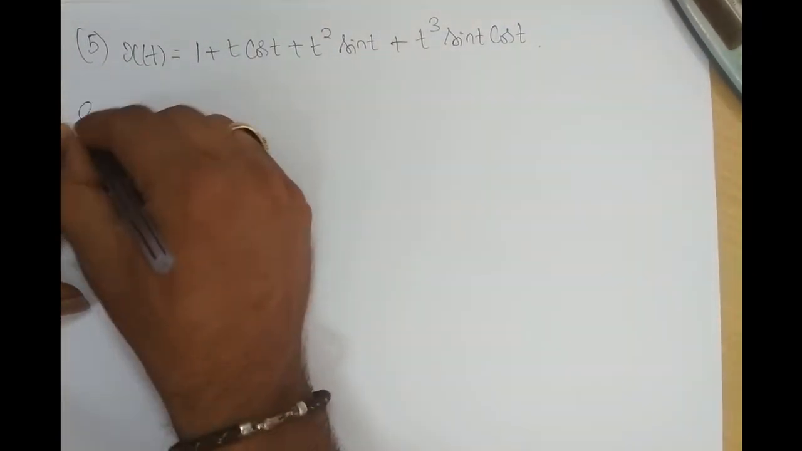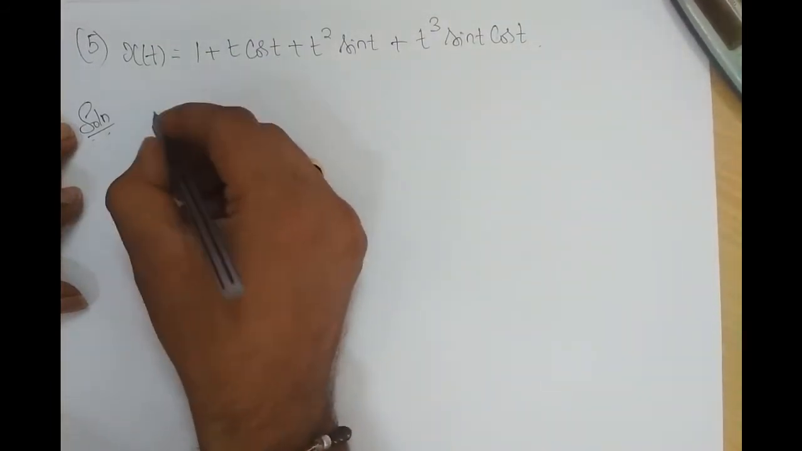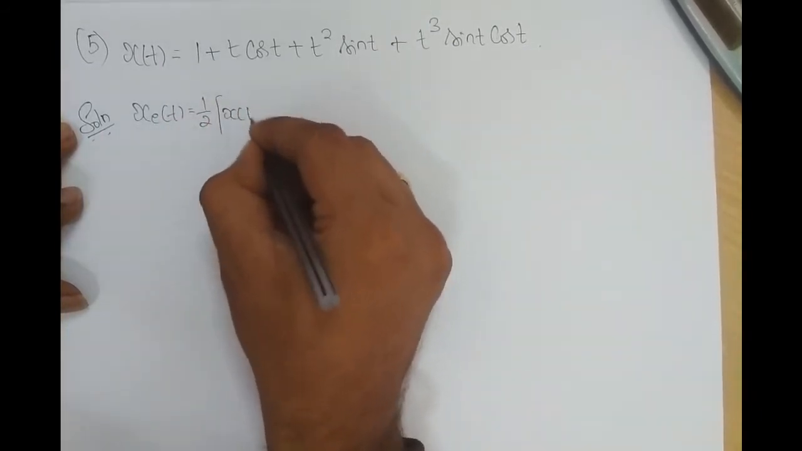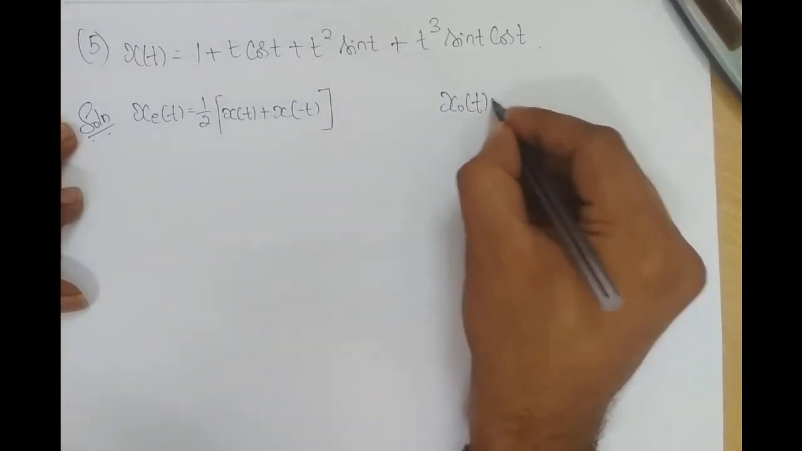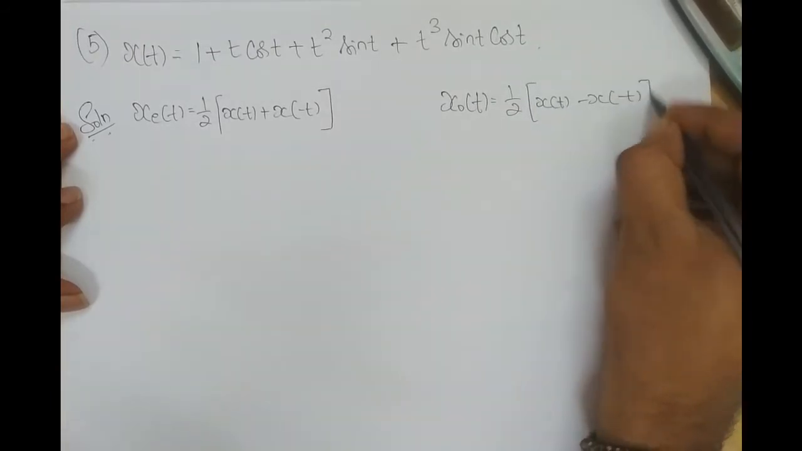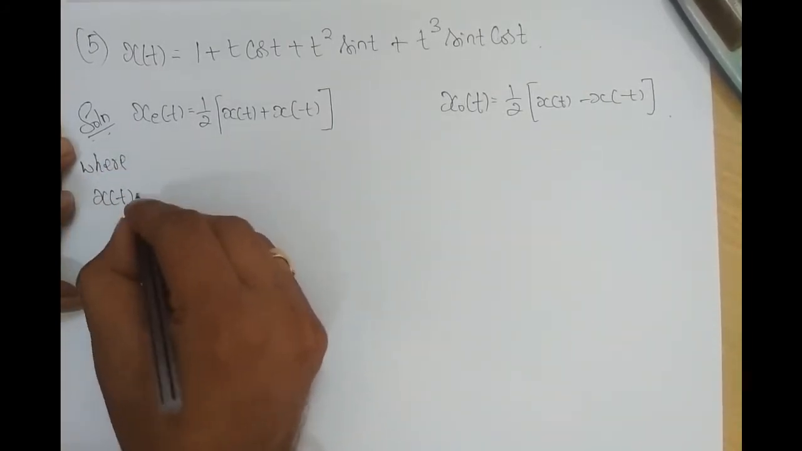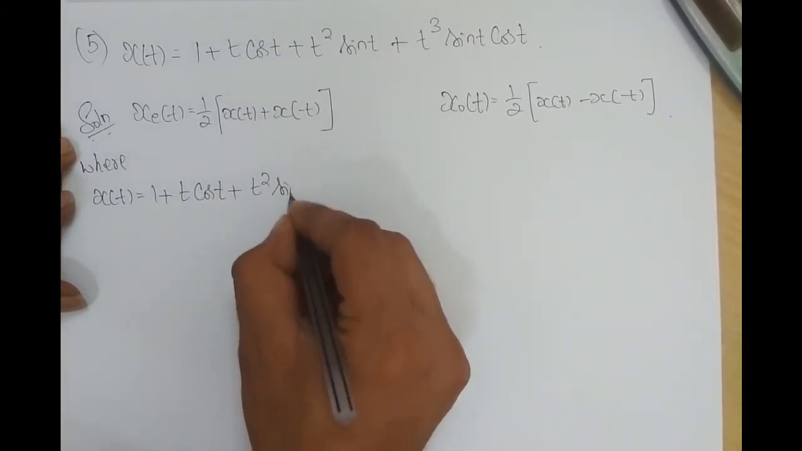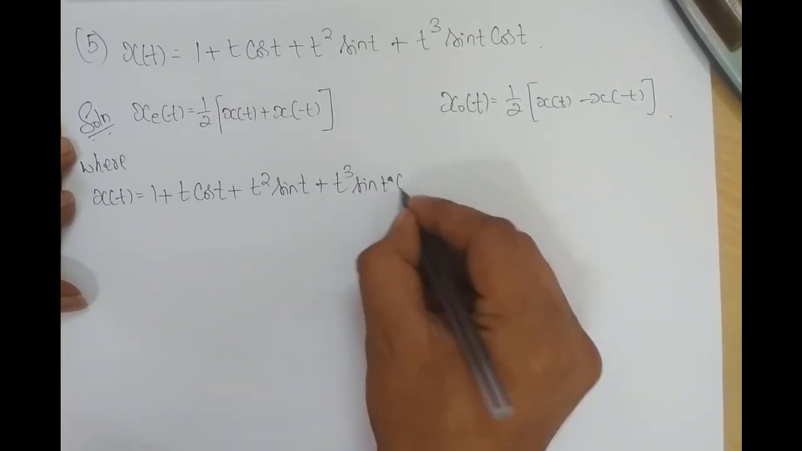Solution: what is our aim? Our aim here is to find its even and odd component. What is the formula to find the even component? x_e(t) is equal to 1/2 times [x(t) + x(-t)]. What is the formula to find the odd component? x_o(t) is equal to 1/2 times [x(t) - x(-t)]. So what is x(t)? x(t) is 1 + t cos t + t^2 sin t + t^3 sin t cos t.